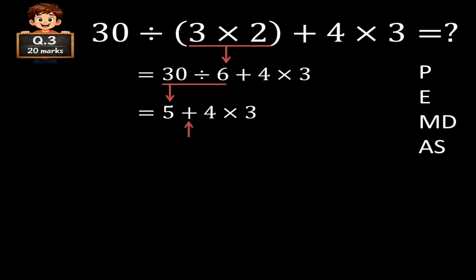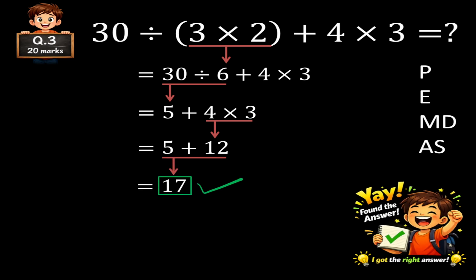Now we have one addition and one multiplication. So first we have to solve multiplication. So 4 multiply 3 is equal to 12. So the expression becomes 5 plus 12. Now 5 plus 12 is equal to 17. So the correct answer is 17, right? Now let's move on to question number 4.